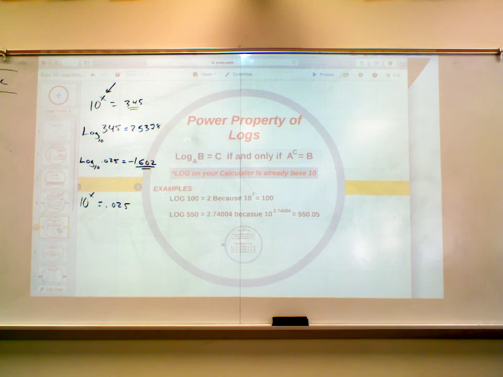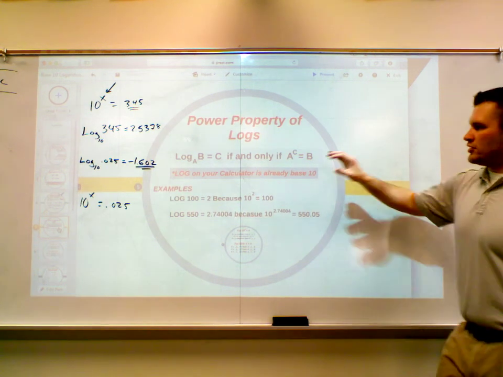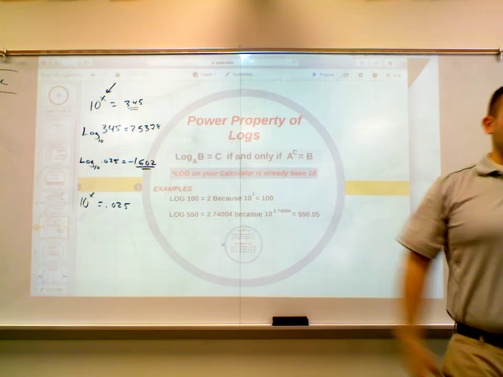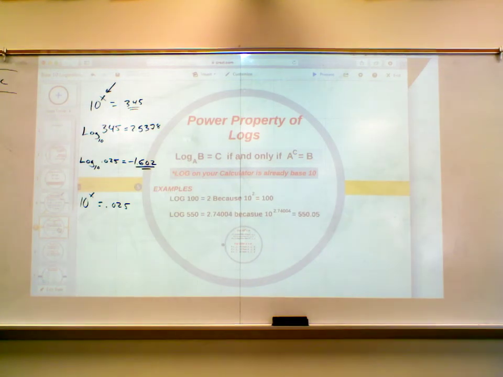Okay? So, let's write this down. And here's a little thing for your calculator. Log on your calculator is already base 10. So if you do log on your calculator, you're finding the power you need to raise 10 to get that number. Right. So if I do log of 345 on my calculator, I'm finding the power I raise 10 to get 345. Okay? It's not log base 2.